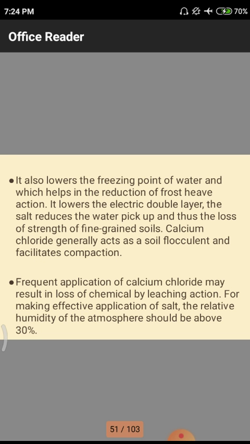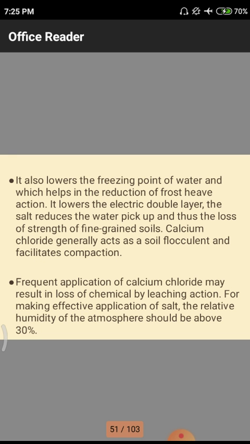Calcium chloride generally acts as a soil flocculant and facilitates compaction. Soil flocculant means simply it will not allow any water content to or from the soil, so that it simply facilitates a huge amount of compaction. Normally compaction we have to do by means of mechanical action, but in case of addition of a salt like calcium chloride, it will simply give an artificial compaction without using any mechanical equipment.